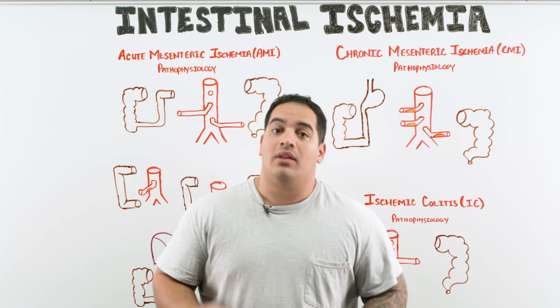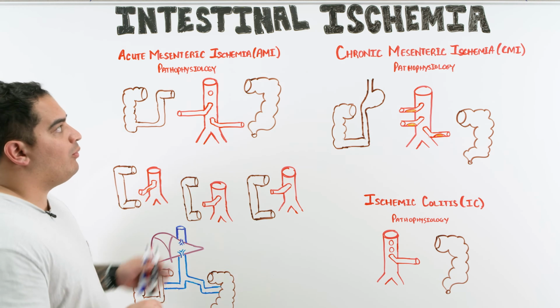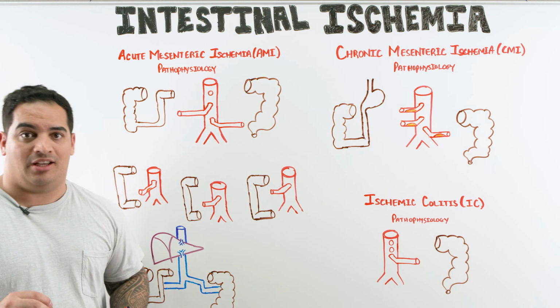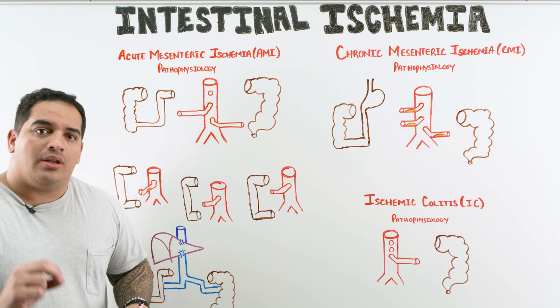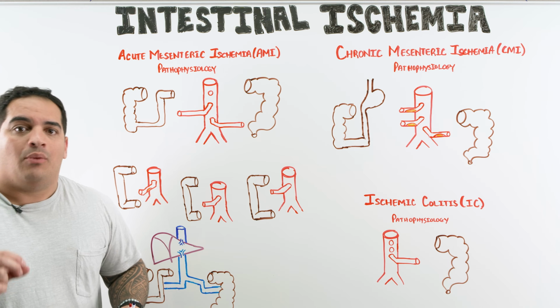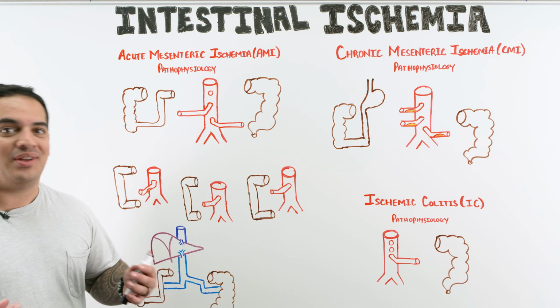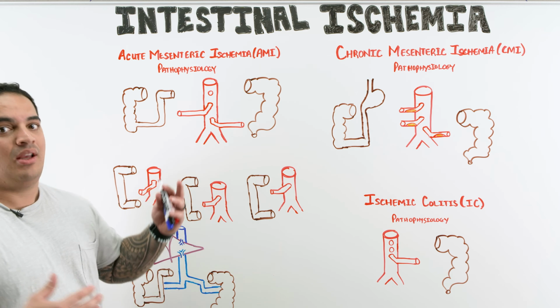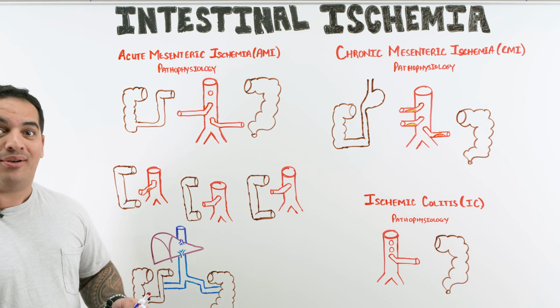All right, let's talk a little bit about intestinal ischemia. So the first one that we'll focus on is acute mesenteric ischemia, also known as AMI sometimes. So this is a really terrible disorder. Now with acute mesenteric ischemia, when we talk about the pathophysiology, it's really just a disorder of the vessels, but leads to the undesirable complications that it has on the bowels.